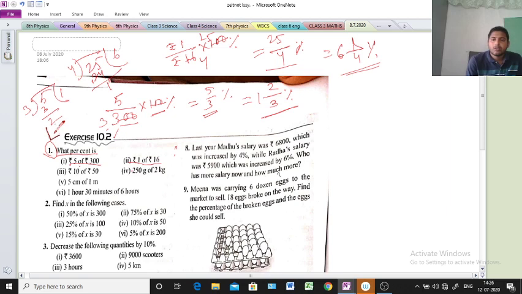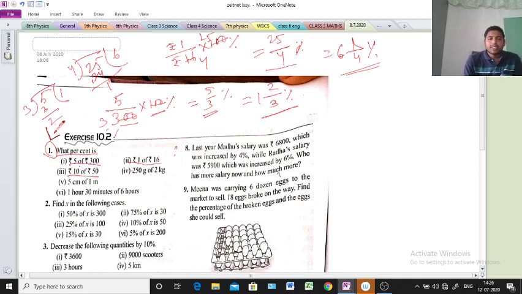Okay, I have understood. Next question, question number 3. Question number 3 is telling: rupees 10 of rupees 50. What percent is rupees 10 of rupees 50? How to do this one? Say, how to do?